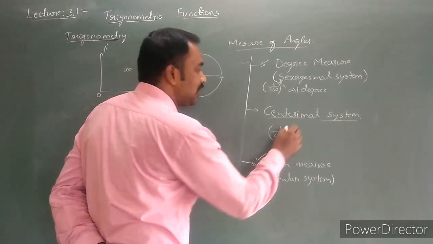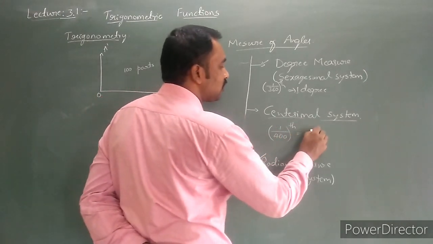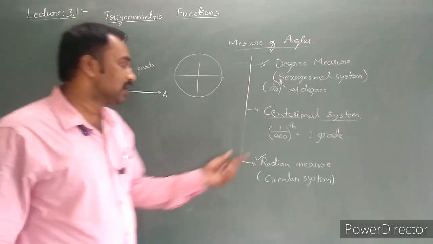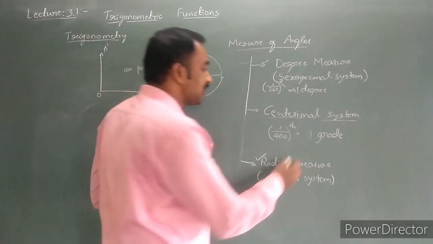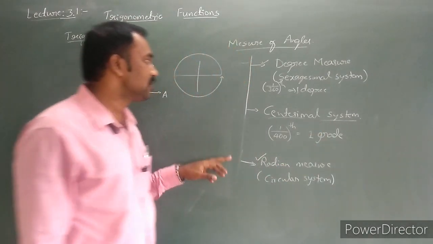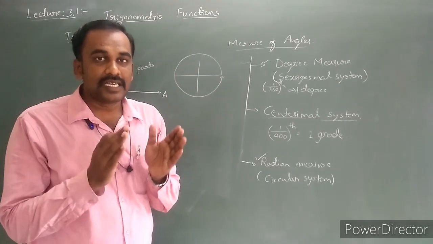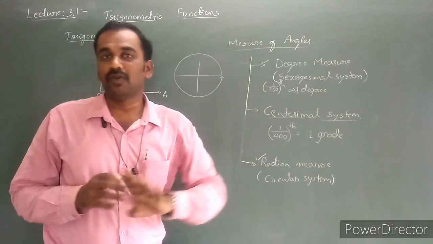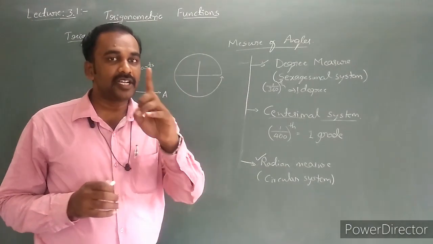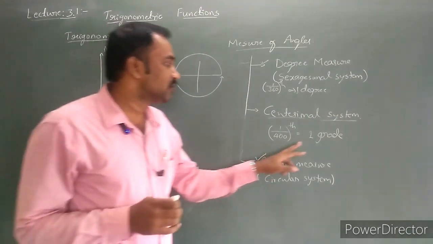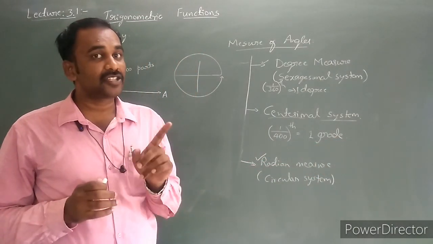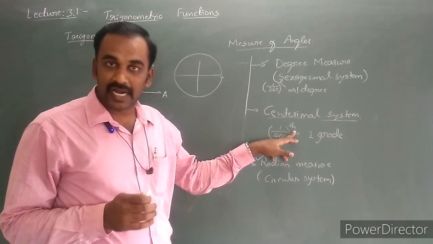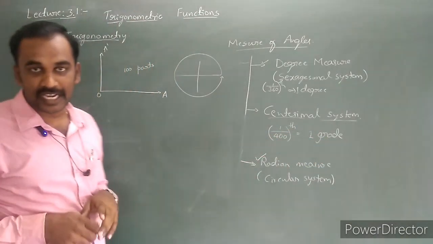Out of that 400 parts, 1 by 400th part is said to be 1 grade. What is 1 grade? One complete rotation is divided into 400 equal parts. Out of the 400 equal parts, one part is said to be 1 grade. Here it is not a degree, it is a grade.